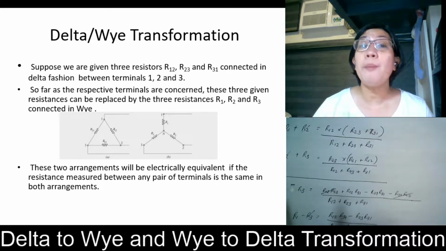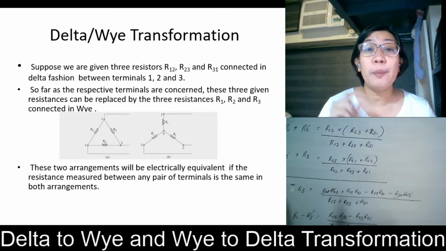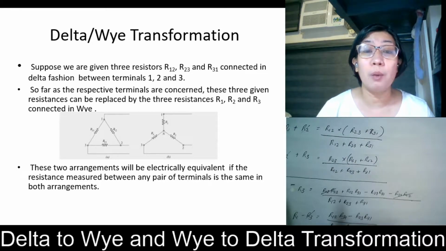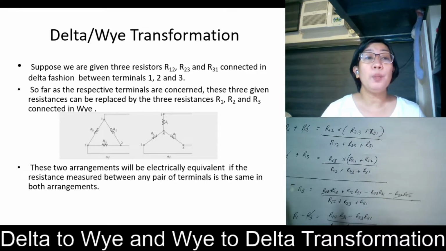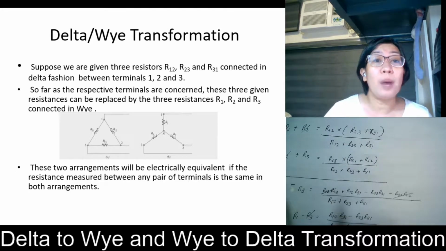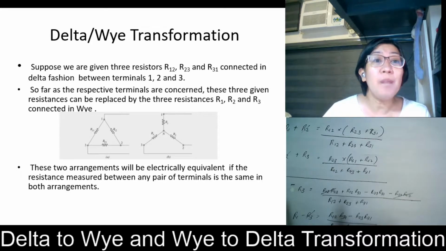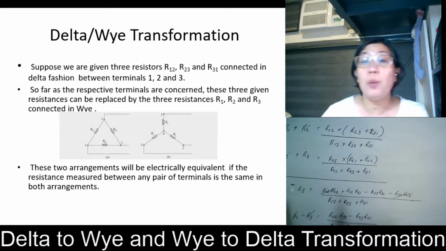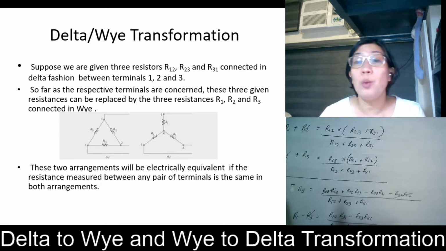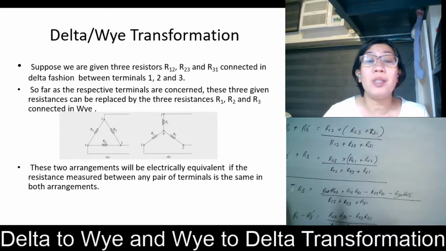But I want you to remember this as depending on their position and not on their names or corresponding subscripts. So suppose we're given three resistors: this is R12, this is R23, this is R31, connected in the delta fashion. It's like a triangle, or the symbol for delta. So far as the respective terminals are concerned, these three given resistances can be replaced by three resistances. We will call this R1, this R2, and this R3.